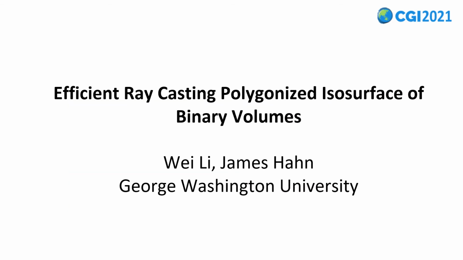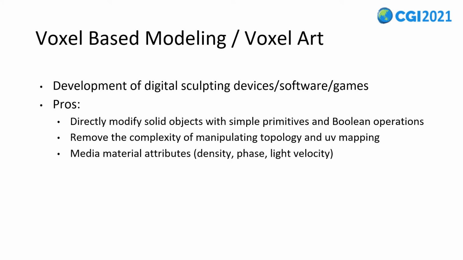In this presentation, we propose an efficient grid-based raycasting method for rendering polygonized isosurfaces of binary volumes. Voxel-based modeling, or voxel art, has become a popular trend recently due to the development of digital sculpting devices and software. It allows users to directly modify solid objects with simple primitives and Boolean operations, thus removing the complexity of manipulating geometric topology and texture mapping. Media material attributes can also be stored with voxels to support light transmission, which is difficult to implement with meshes only.